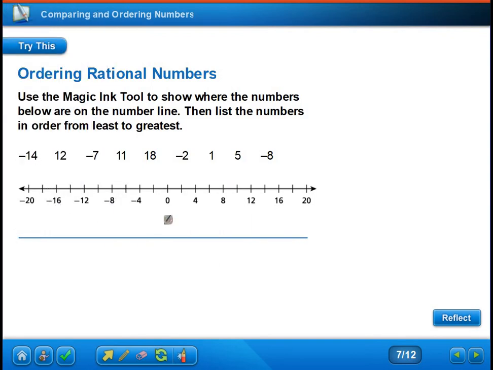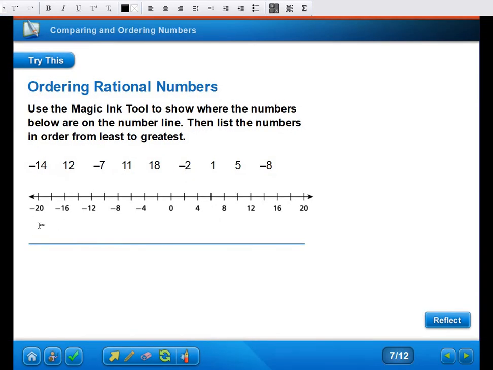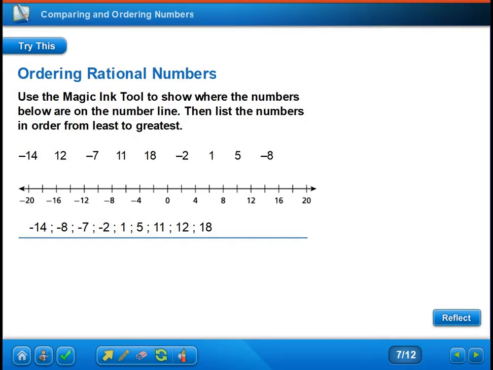All right, so you should have found here that your smallest was negative 14. Your next smallest was -8, and then -7, and then -2, and then 1, and then 5, and then, excuse me, 11, 12, and 18. All right.